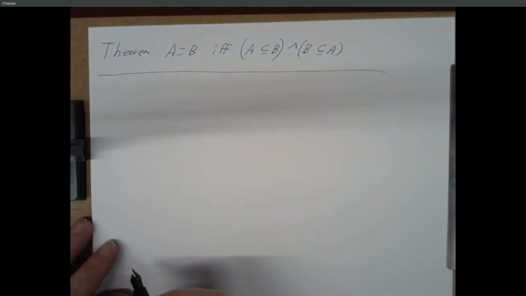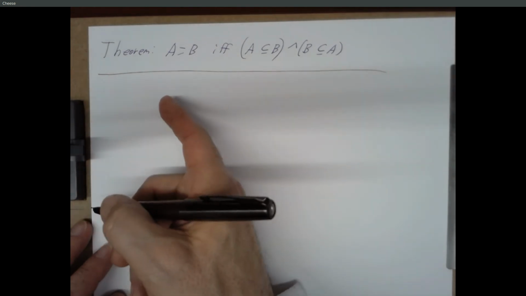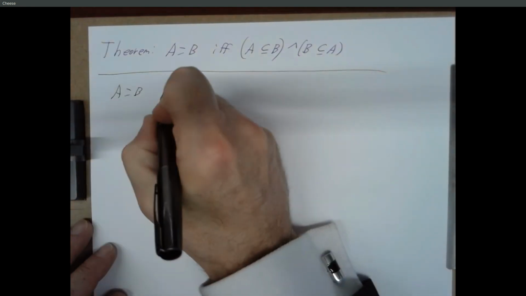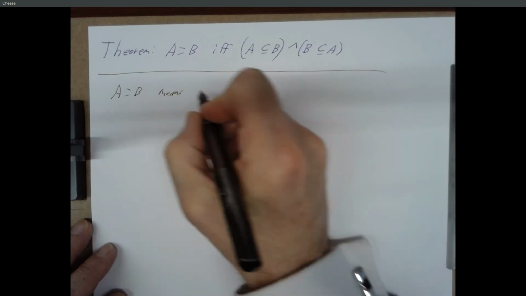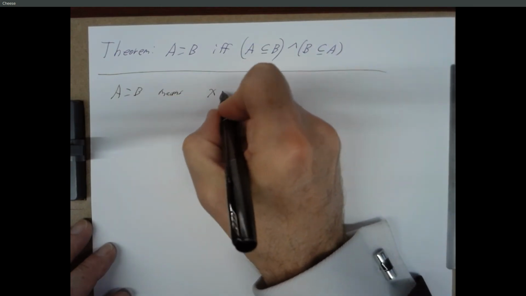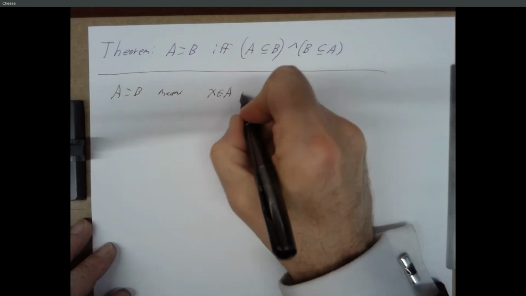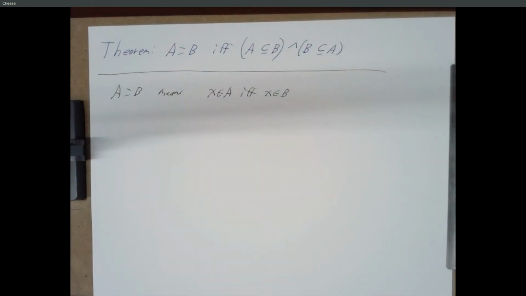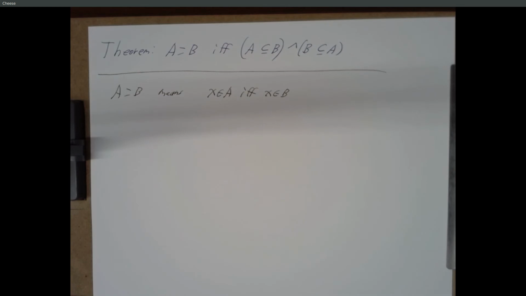Well, I don't know if I've given you a definition for equality. I might not have done that. Let's talk about what this means. A equals B means X is an element of A if and only if X is also an element of B. So to say that two sets are equal means that any element you think of is contained in the first set if and only if it's contained in the second.